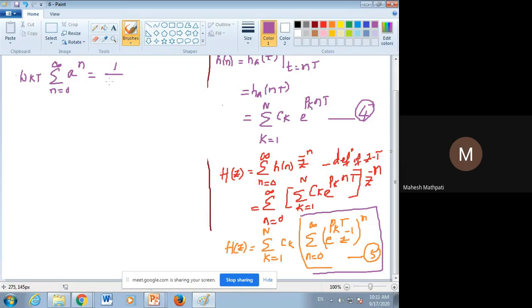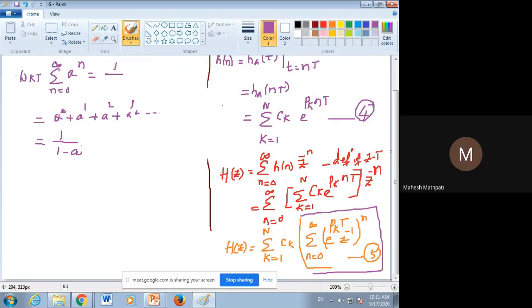It is simply, if you keep expanding it, let me explain a bit more easily: a to the power 0 plus a to the power 1 plus a to the power 2 plus a to the power 3 plus and so on. So it is 1 plus this, and simply we write it as 1 divided by 1 minus a. This is the formula we have already seen.